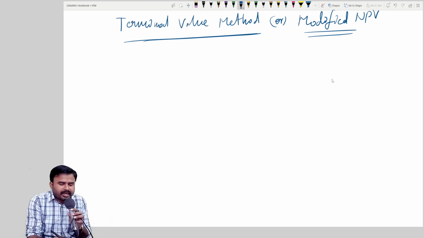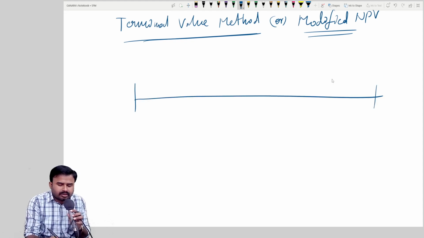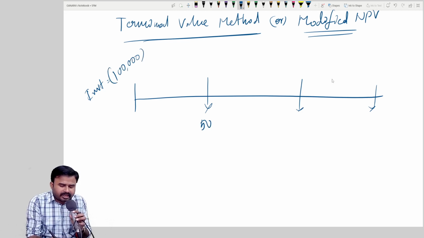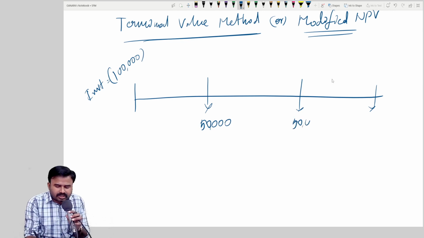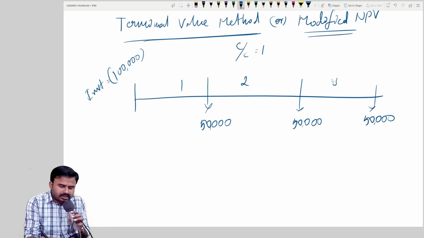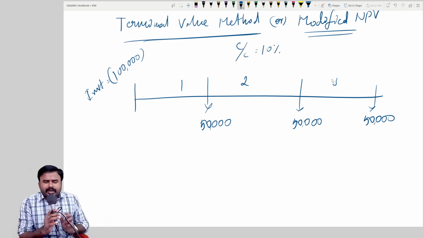First of all, for calculating modified NPV, we should have cash flows, cash inflows as well as investment. Say investment is equal to 1 lakh and the next 3 years inflows are 50,000 each for the next 3 years. The cost of capital is 10%. You can easily calculate NPV for this cash flow pattern simply by discounting these cash flows at 10% cost of capital, and by deducting my investment I'll get NPV, right?